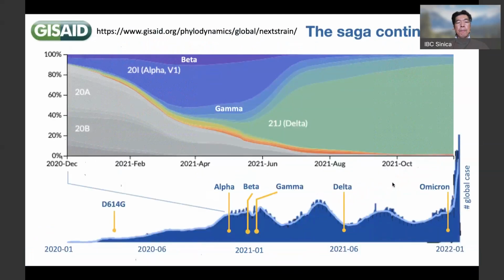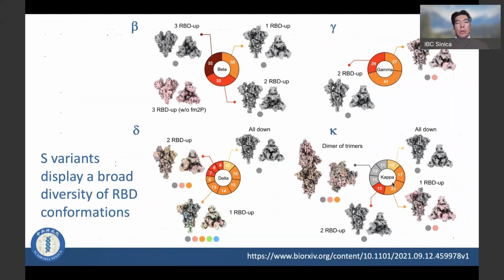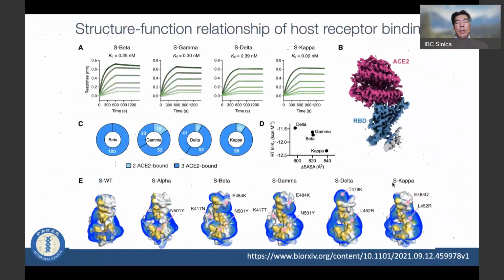We next look at the effects of mutations on the other variants of concern, and we use the same strategy to show that beta, gamma, delta, and kappa variants can sample a broad range of conformations ranging from 0 RBD up to 3 RBD up. In particular, we solved the ACE2 bound form structure for all the variants, and in this case, we derive an excellent correlation between the interface area with respect to the free energy of binding derived from the dissociation constant based on the BLI analysis, as indicated in panel D.